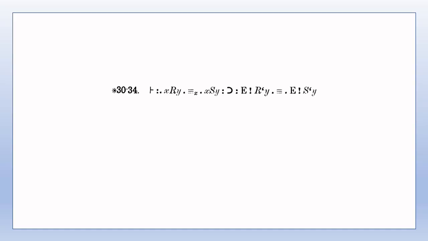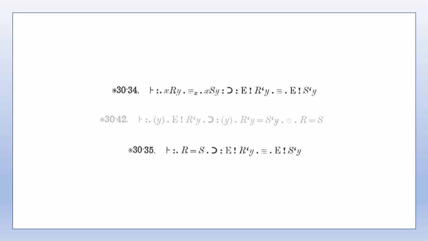For example, in proposition 30.34, we see that if two relations R and S are formally equivalent for all x, then this implies the equivalence between the propositions the x which has relation R to y exists and the x which has relation S to y exists. Of course, due to the formal equivalence of the relations R and S, the x which has relation R to y will be the same as the x which has relation S to y whenever they exist. Proposition 30.35 effectively confirms this.